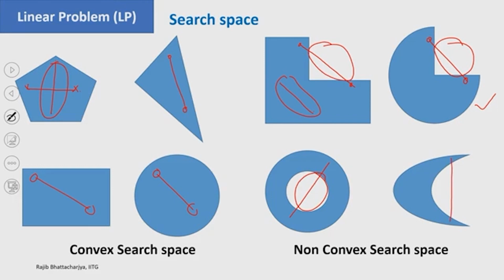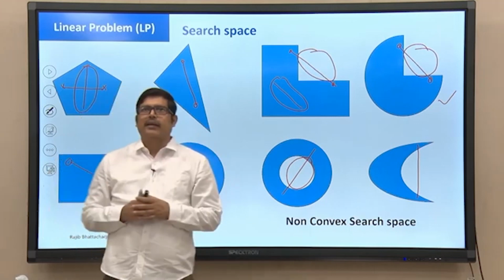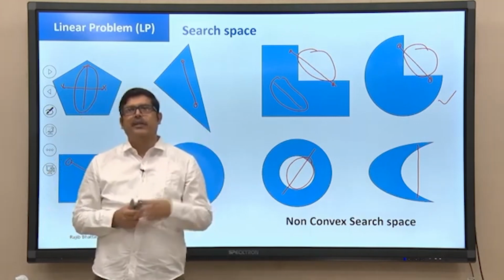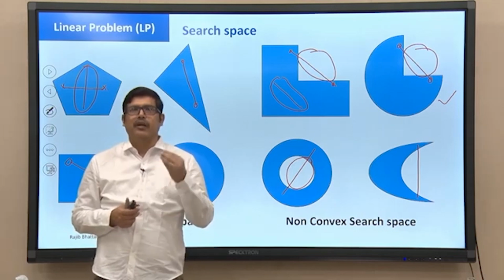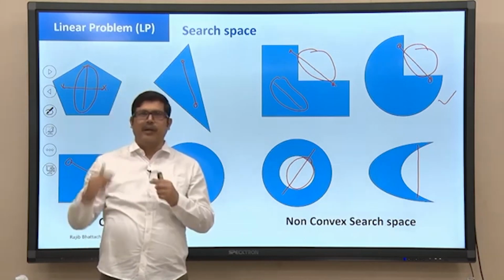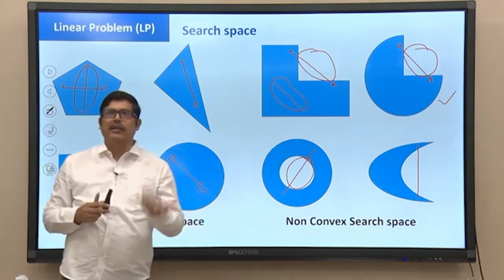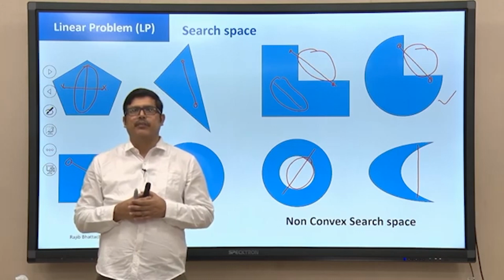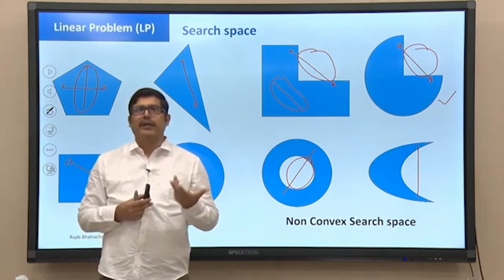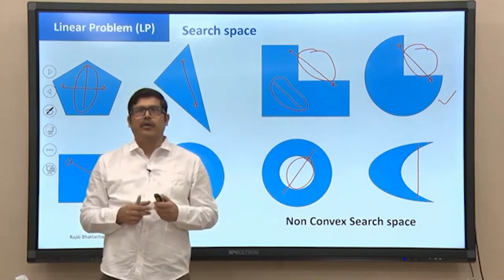So, I will discuss the mathematical definition of what is a convex search space and what is a non-convex search space later on. As I have explained, you take any 2 points and you draw a line, and if the line is within that search space, then the search space is called a convex search space. But if you take any 2 points and you join them, and the line you get is out of that search space, then the search space is a non-convex search space. I will give you the mathematical definition of a convex search space.